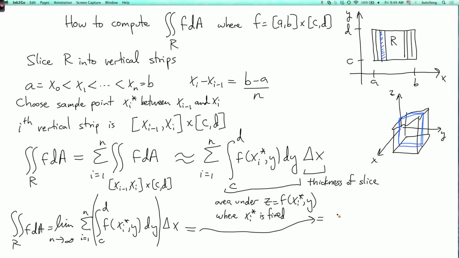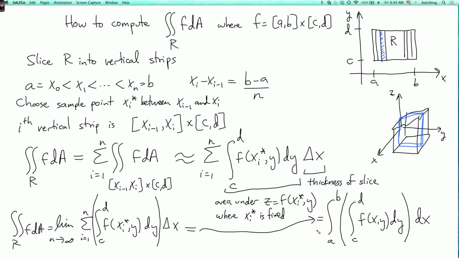This is equal to the integral from a to b of the integral from c to d of f of x,y dy dx. In other words, in the limit, when you sum and multiply times delta x, in the limit that becomes an integral, and the delta x turns into a dx. So we finally get this expression.